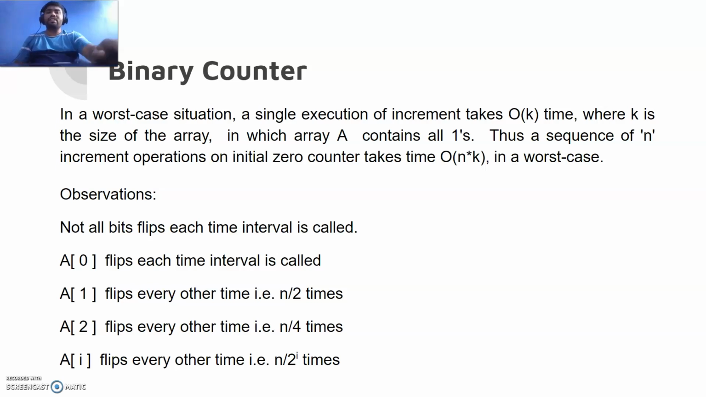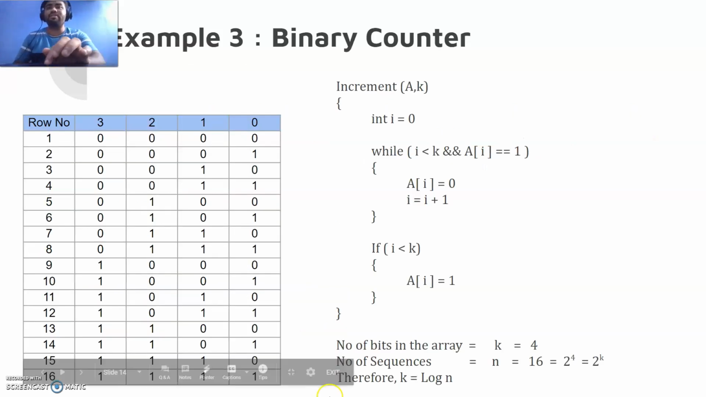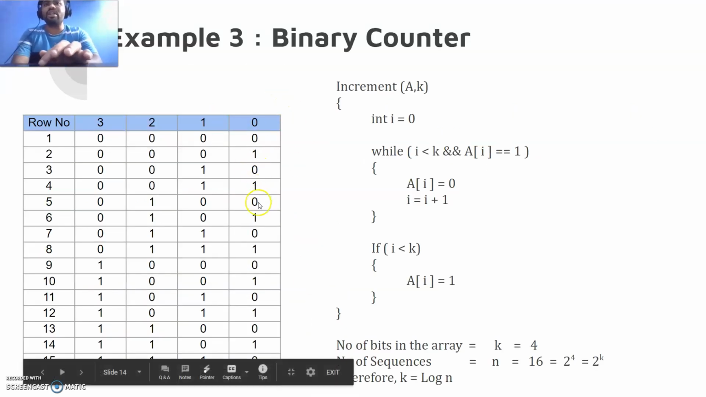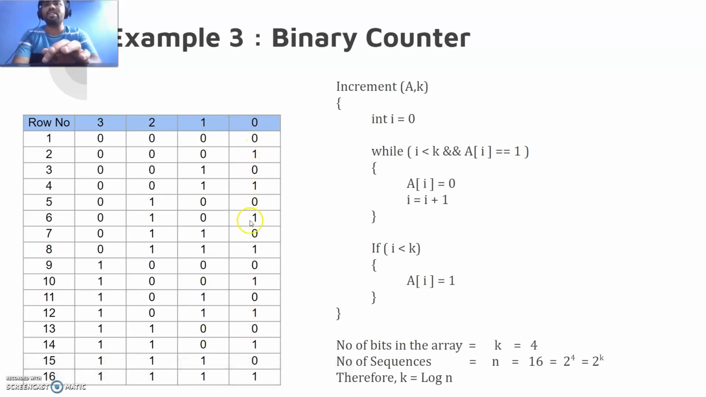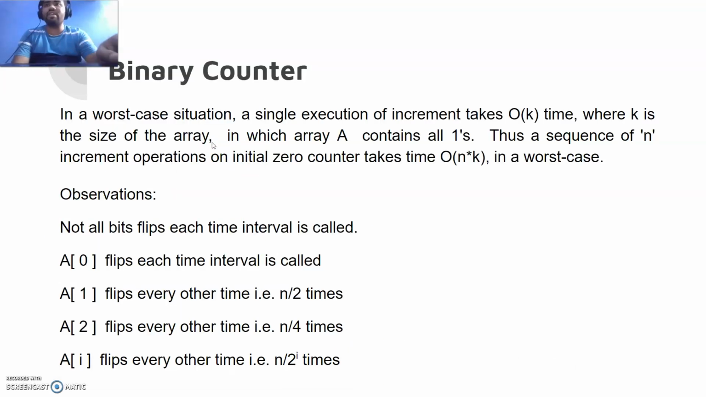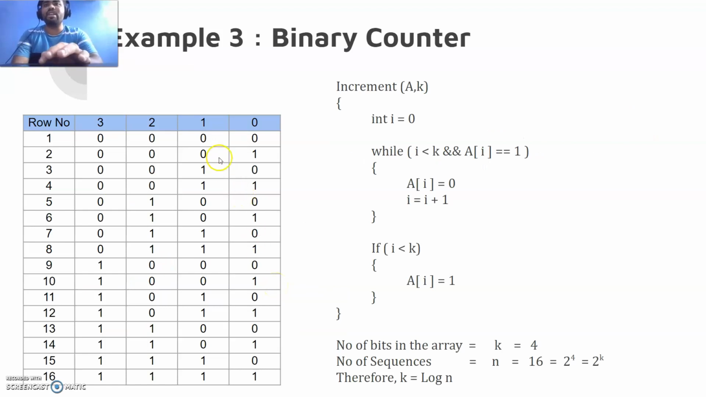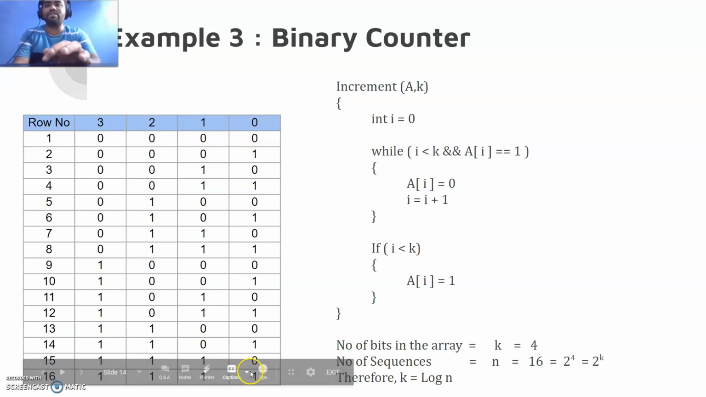So you can see how the flip happens. You can see A of 0: there are continuous changes in the bit, the continuous flips you can see. As we go and see A of 1, you can clearly see that it is n by 2 times. That means this flip happens not n times, but in this case it was 16 times. Here it is 8 times.